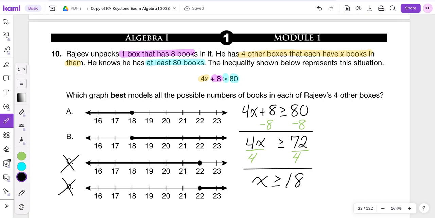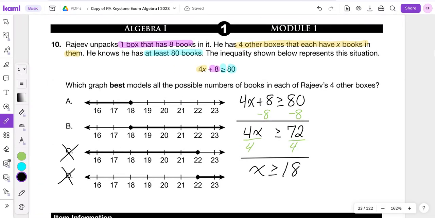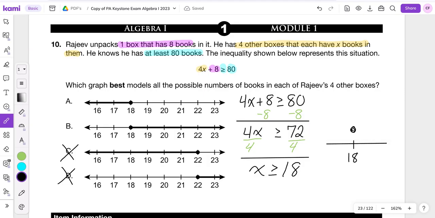We could have also used a test-taking strategy: if any of them had an open circle, we could have eliminated them as well because this was greater than or equal to. And a reminder, if I make my own graph before I look at the multiple choice options, the circle at 18 is closed because it's or equal to, and the mouth of the inequality tells us which way we should be shading.